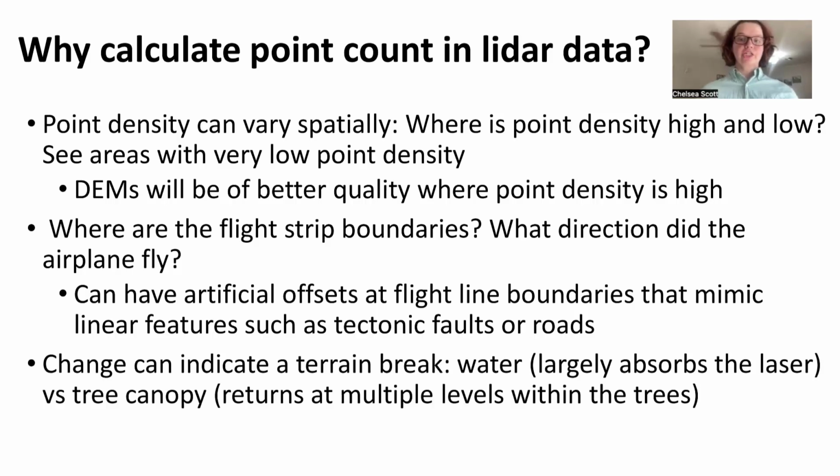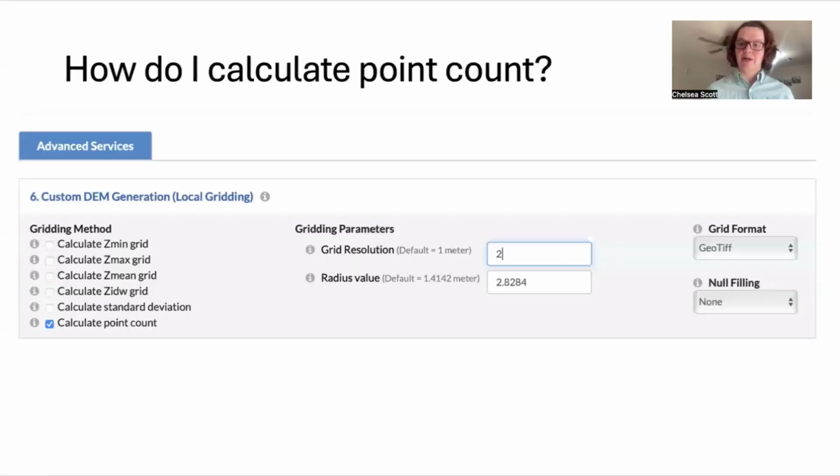And third, changes in point count can indicate a terrain break. For example, as we saw for Minneapolis, there were very few returns in the water, which largely absorbs the laser signal. And there were more returns in the tree canopy because we can get returns within multiple levels of the tree. So in summary, the point count or point density is very useful quality control of your data set, which can then be used to understand the quality of your DEM, as well as potential errors that you will see in the data. So how do I calculate point count?